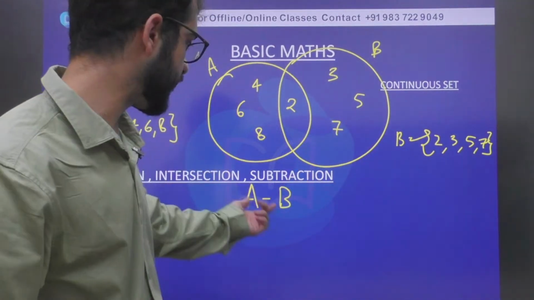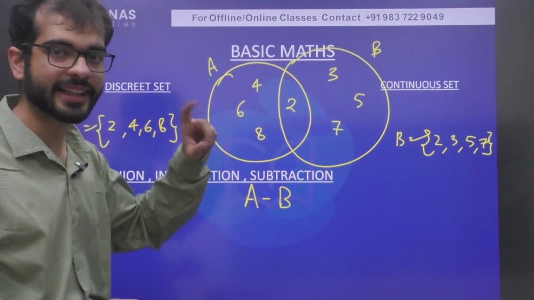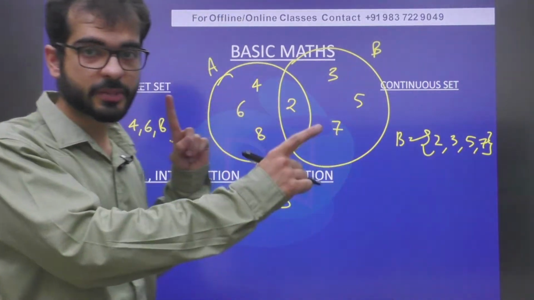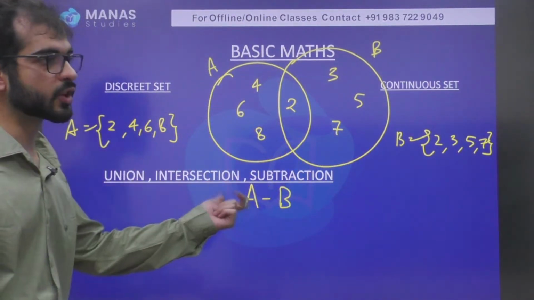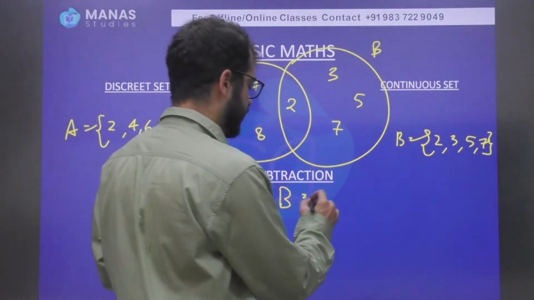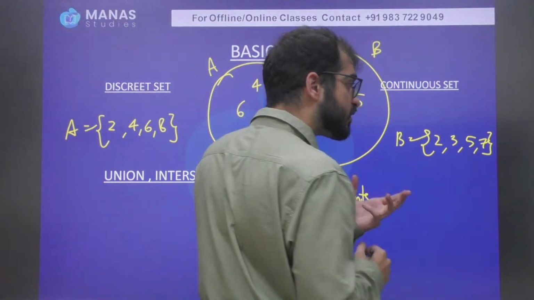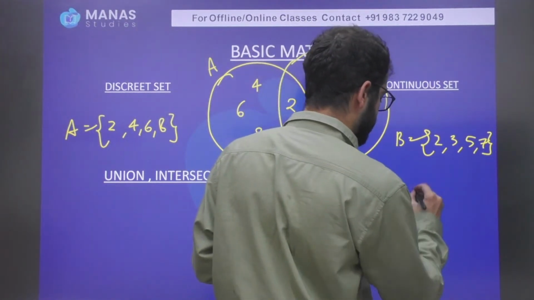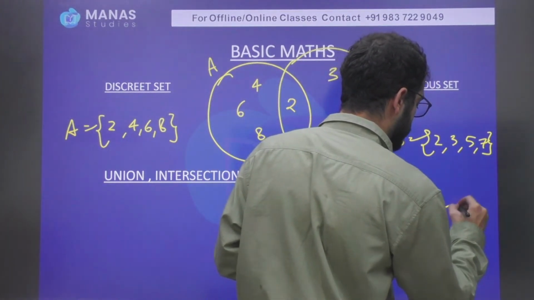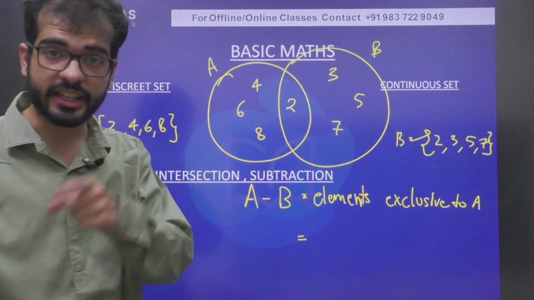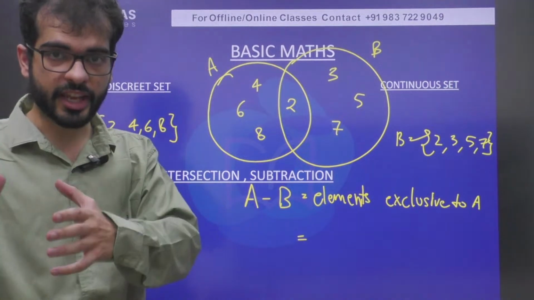दो sets हैं, एक है set A comprising of 2, 4, 6, 8. एक set है set B comprising of 2, 3, 5, 7. दोनों sets में different elements हैं. अगर मैं लिखता हूँ A minus B, इसका मतलब होता है elements exclusive to A, elements which are exclusively present in A. It can be simply understood as elements which are in A and not in B, जो सिर्फ A में है और B में नहीं है.